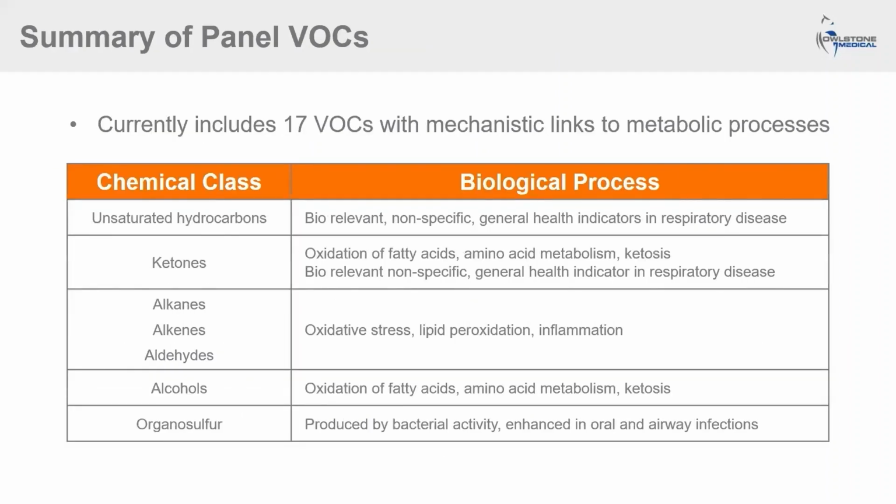While the panel currently includes at least 17 VOCs with mechanistic links to the biological processes, we intend to develop this as a dynamic panel. Thus, we will continually update the panel over time as scientific data are published and new information becomes available. This panel currently encompasses 5 general chemical classes and provides a readout of key biological processes that are frequently aberrant in respiratory disease, including oxidative stress, lipid peroxidation, inflammation, amino acid and fatty acid metabolism, and microbial activity.